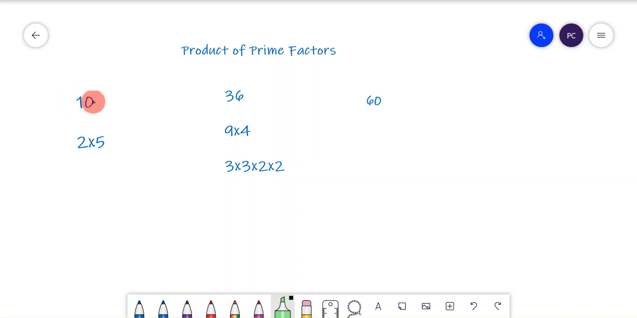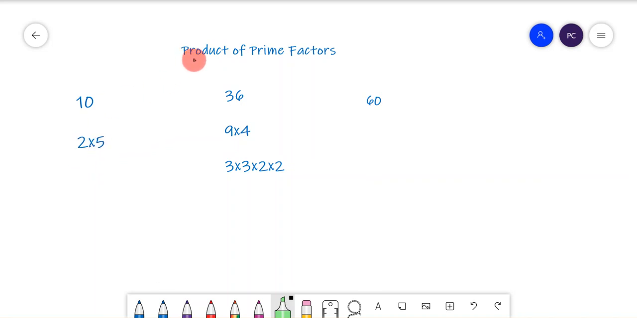So if I take the number 10, 10 has a range of factors, but two of the factors that it has are prime factors, namely the number 2 and the number 5. So remember, prime numbers are numbers that have two factors, 1 and the number itself. So for example, the number 2 has the factor 1 and it also has the factor 2. Okay, so 2 is a prime number, and the same with 5.